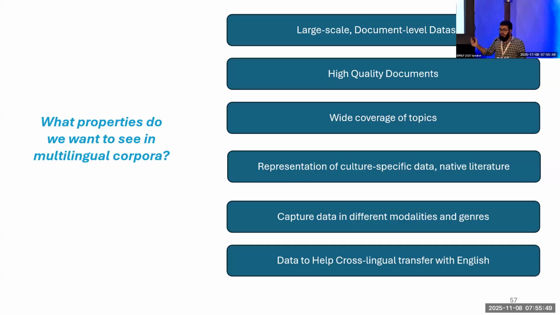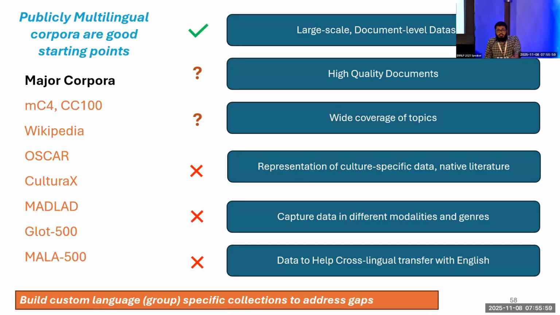And finally, you also want to capture data in different modalities and help cross-lingual transfer. I won't go into the last 2 points in detail because that's going to come shortly. Now, there are a bunch of existing corpora out there. You've got MC4, Wikipedia, Oscar, Cultura-X. Some of them satisfy these properties. Some of them, it's a bit questionable. So the best way is to go about and build language-specific data sets to address this gap.